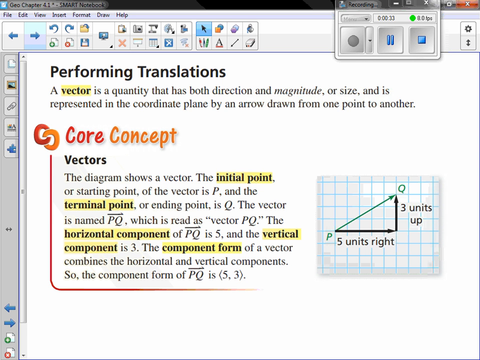A vector is a line or a ray with both size and magnitude. A vector is a quantity that has both direction and magnitude, or we kind of talk about it as size. So I believe everybody in this room knows what a vector is, yes? You know what a vector is before this?